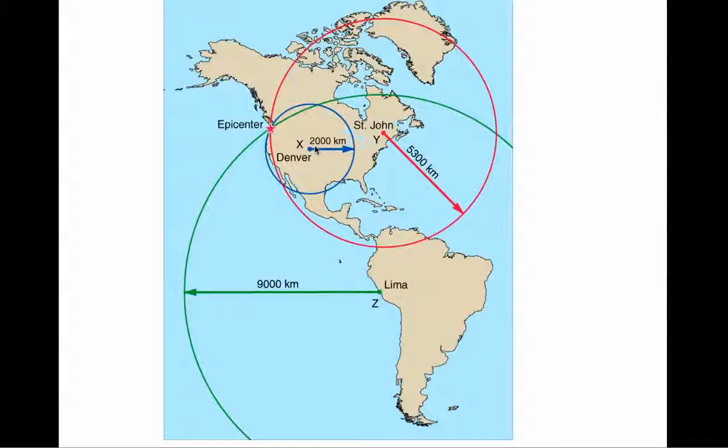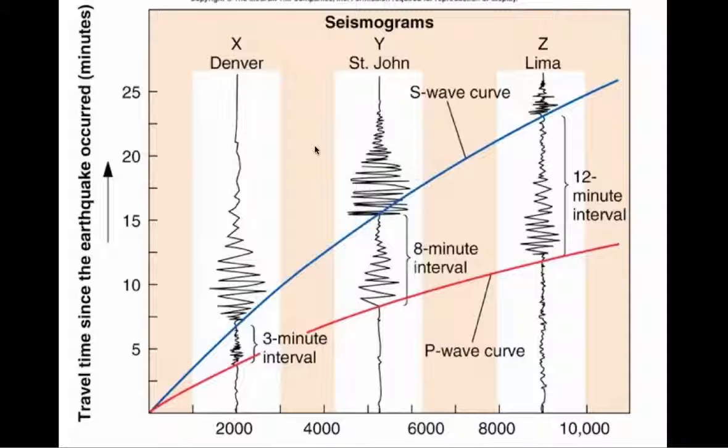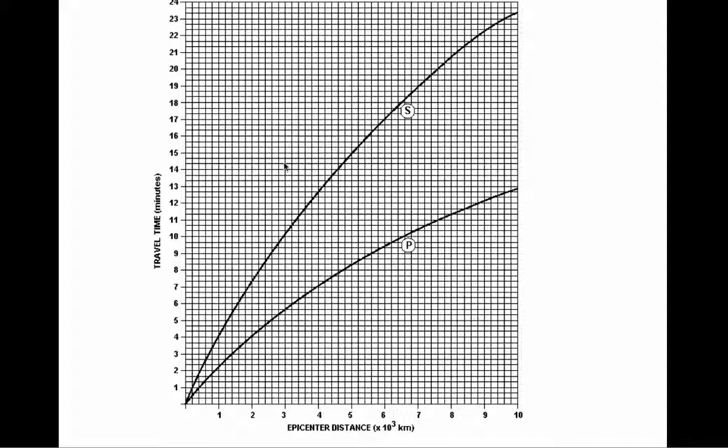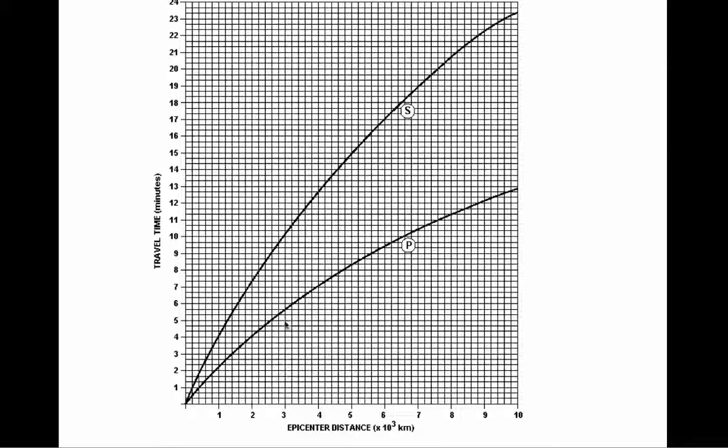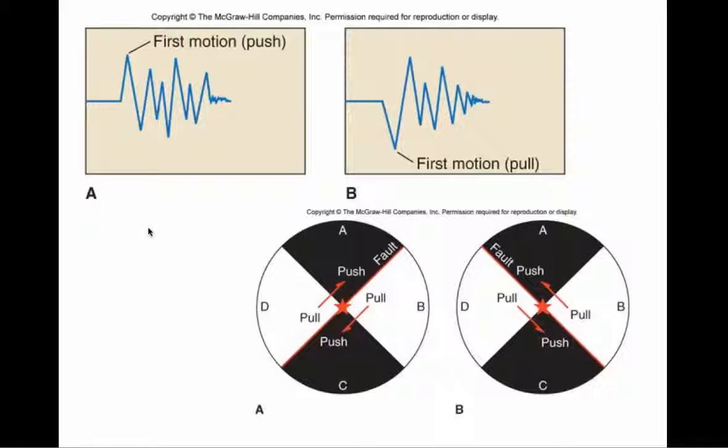Here's a better view of it. Now, here is what we do with that then. We use a time travel graph. We figure out the distance between the P and the S arrival times, a 3-minute interval, for example. We go up here until we can see a 3-minute interval, and then we know how many miles away it is. It's not that hard. My explanation is not good.